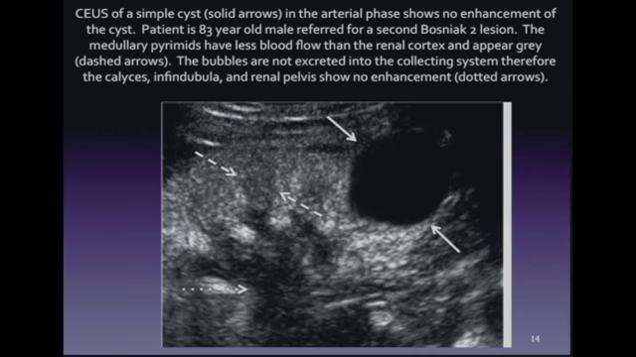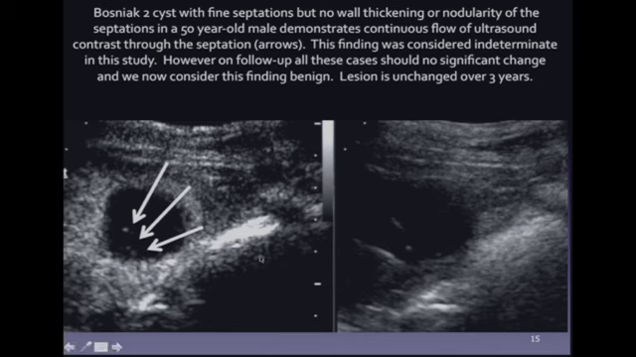This is an example of a Bosniak II cyst with a fine septation. The image on the right is our reconstructed B-mode image, and you can see here is that fine septation. And if you look on our contrast ultrasound study, we can see 3 individual bubbles transversing that septation during the course of the examination. And again, we consider this as a benign finding.